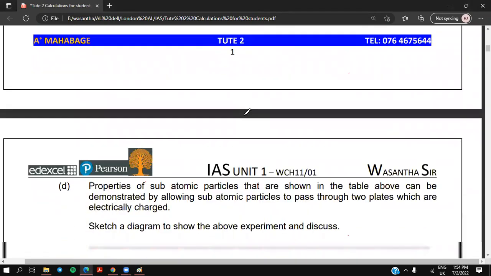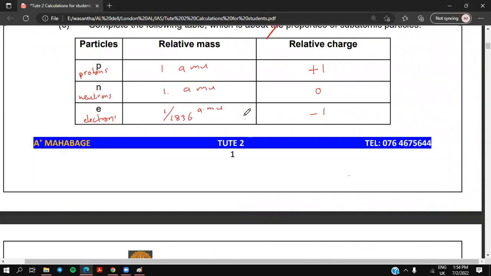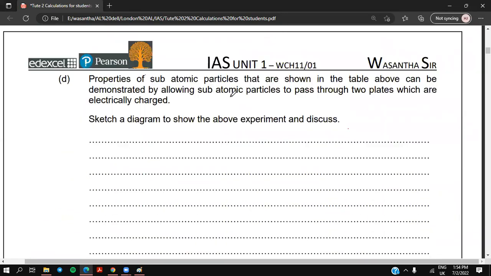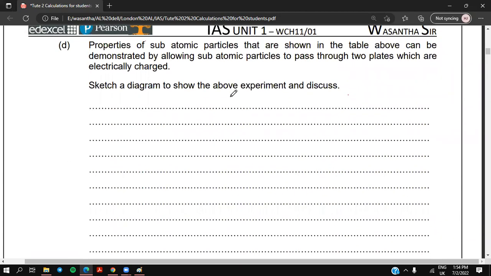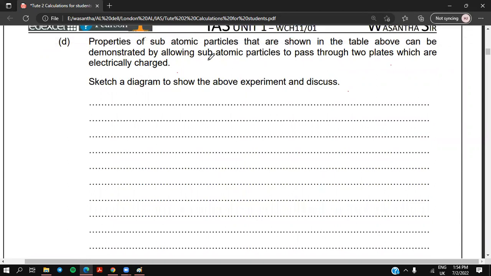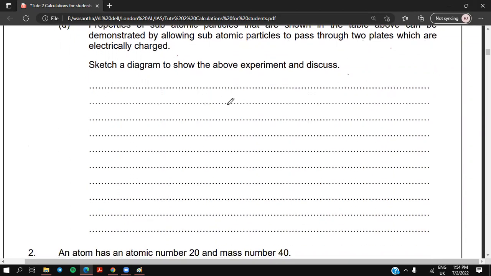All right. Now, these are the properties of subatomic particles. The mass of these particles and their charges. I'm teaching this in a very, very relaxed mode because these are all O-level stuff. I'm just trying to recap. Go to part D. Properties of subatomic particles that are shown in the table above, that means charges and masses, can be demonstrated by allowing subatomic particles to pass through two plates which are electrically charged. Sketch a diagram to show the above experiment and discuss.